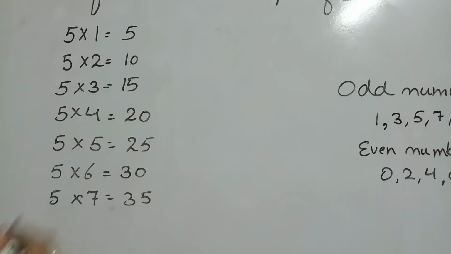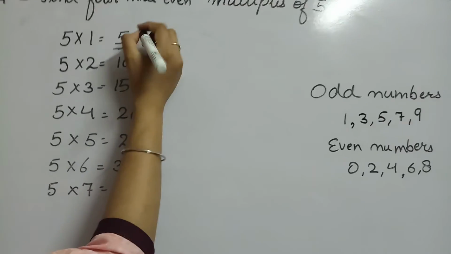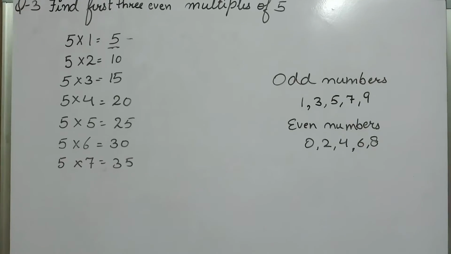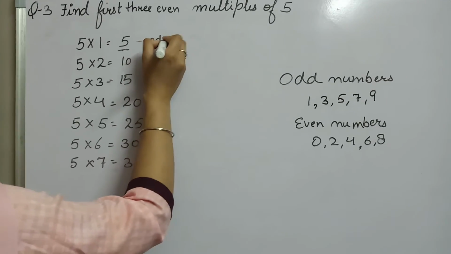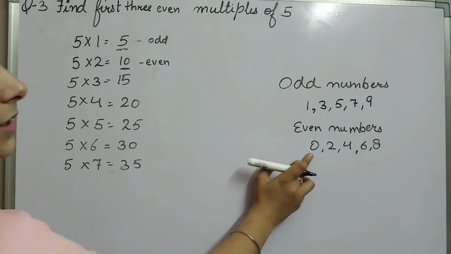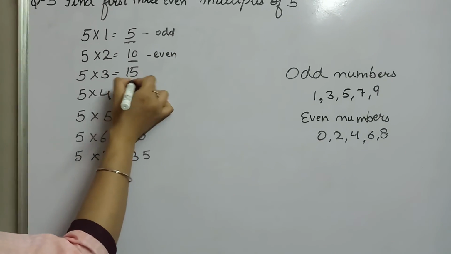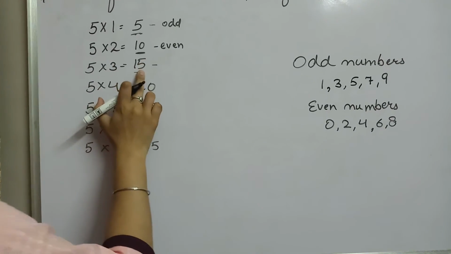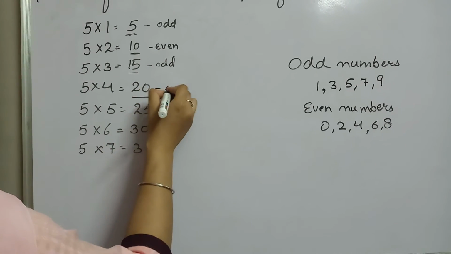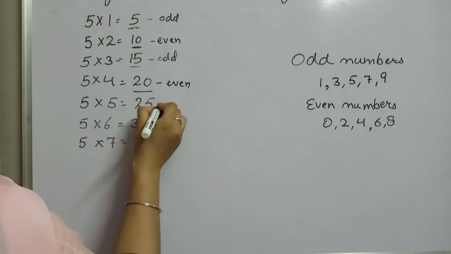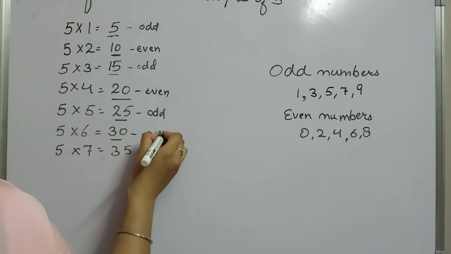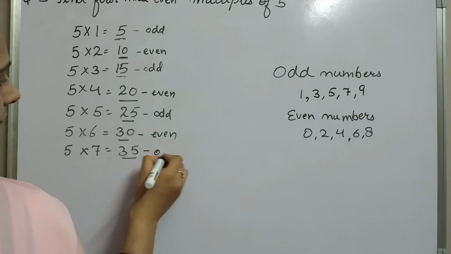Now we will check 5. This is odd or even? It has only 5, so it is odd. 10, odd or even? Even, because it has 0 at its ones place. 15, it has 5 at its ones place, so it is odd. Now again 20 is even, 25 is odd, 30 is even, 35 is odd.